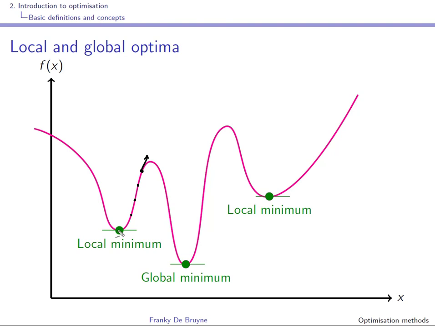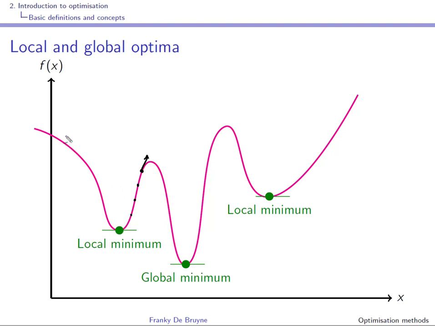To understand this, use the following analogy and look at the way a water droplet flows from high altitudes. Depending on where this droplet is falling, it might or might not end up in a global minimum.